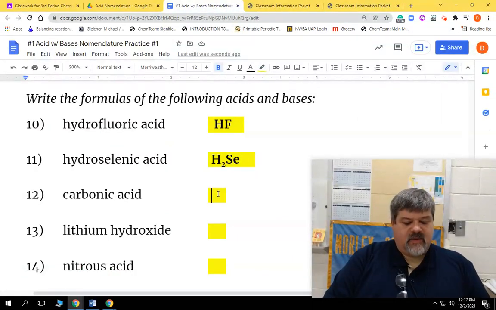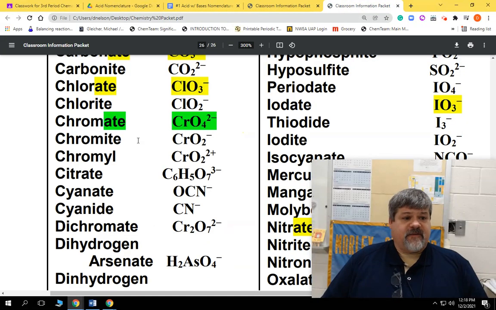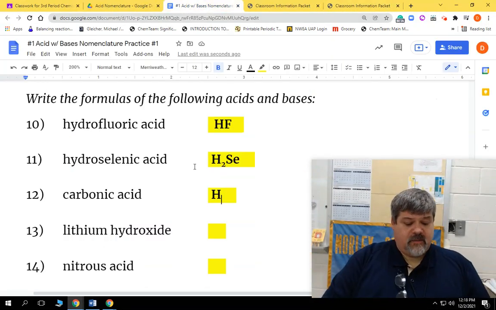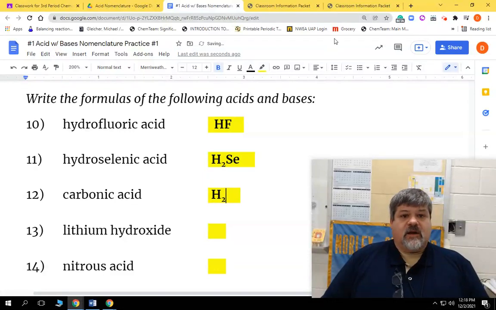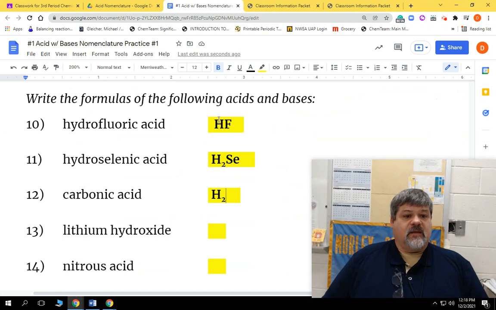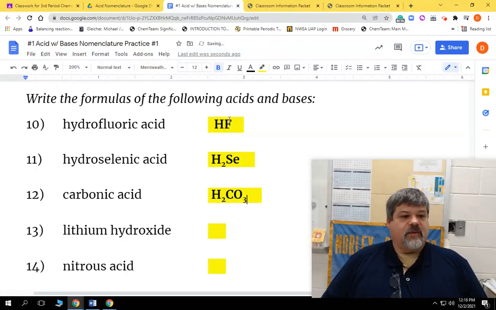Carbonic acid. We know that it begins with an H. We don't know how many, but there's no hydro, so that means it has oxygen. So it goes back to ate, so carbonate. So let's find carbonate. Carbonate is right here. It is a -2. So that means we have to have 2 hydrogens. So if I go back here, I know that I'm going to have 2 hydrogens, and then carbonate was CO3. And we're just going to put in CO3. Again, that's simple.